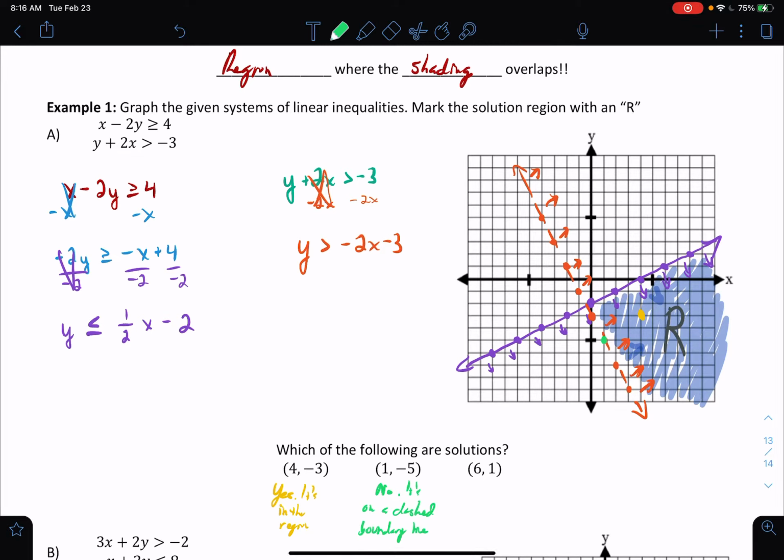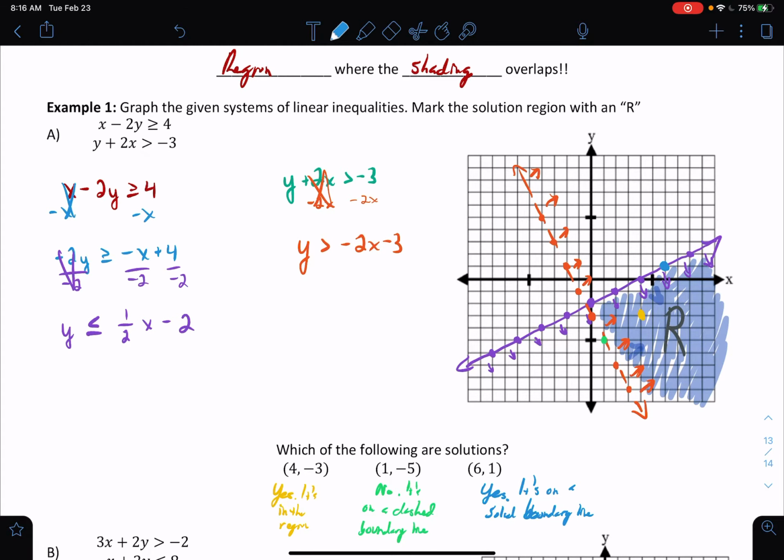All right, and then last but not least, we got 6, 1. 6, 1 is this point right here. And that is a solution because it's on a solid boundary line. Okay, so since that one's on a solid boundary line, it does work because it's above the orange line and it's on the purple line. So that does work. That is a solution. It needs to satisfy all of the inequalities involved. Okay, so if it falls on a dashed line, it's not going to work. Dashed lines don't work because you don't have equality.